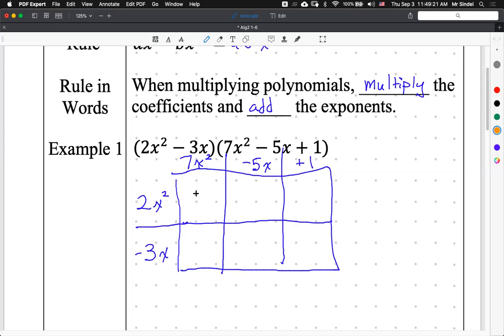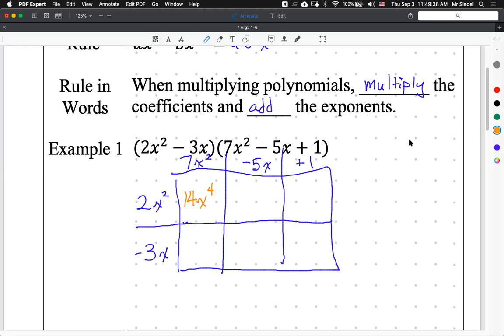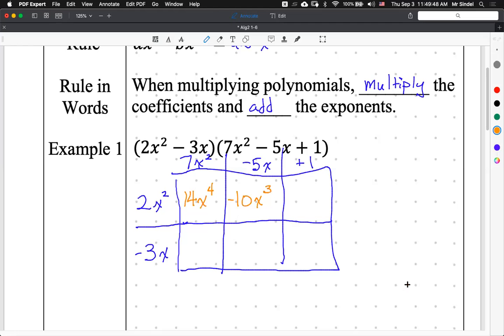The first cell here, and if you know what you're doing, go ahead. 7x squared times 2x squared is what? With the quiet raised hand, looks like Andres has his hand up. Go for it, Andres. 14x to the power of 4. 14x to the power of 4, and Andres is no longer on the wheel. Next, Jose. Negative 10x to the power of 3. Negative 10x to the power of 3. Thank you, Jose. He's off the wheel.